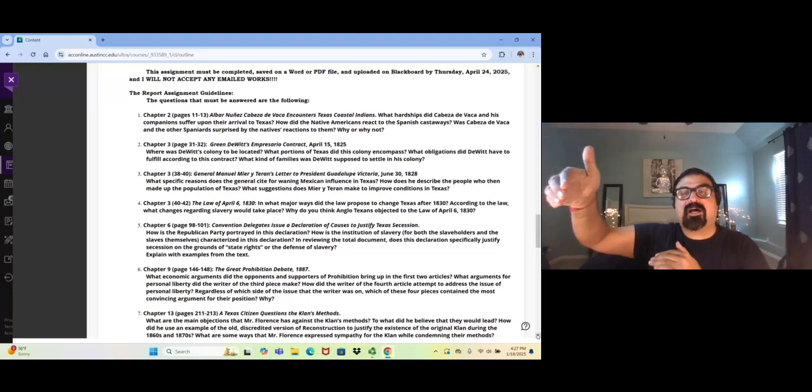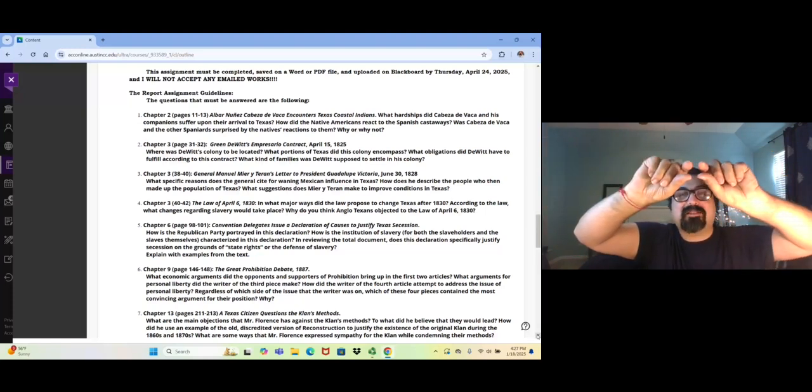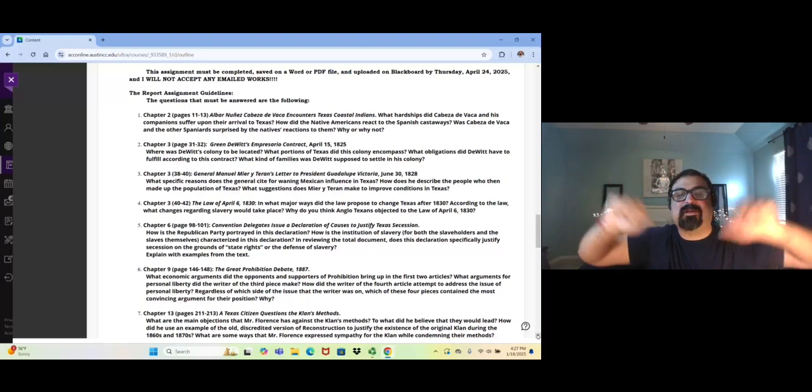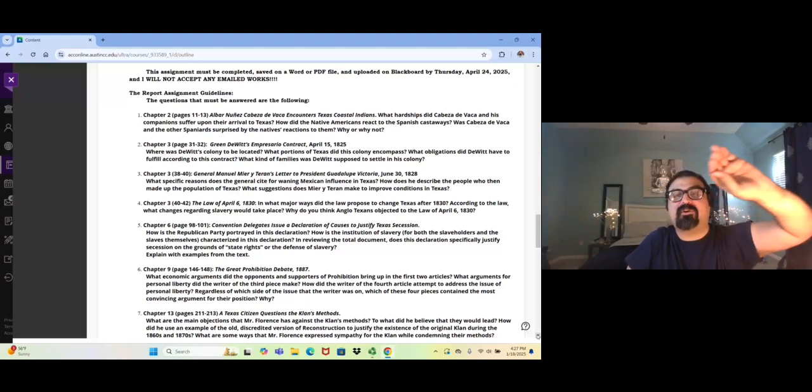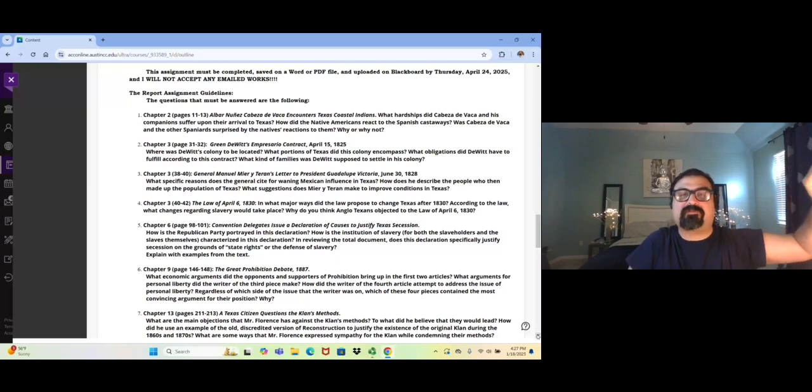You move to the second document, and likewise, you write the title on the very top of the document. Green DeWitt's Empresario Contract, April 15th, 1825. And then, again, follow the same question and answer format, one by one. So at the end of this report, you'll end up with 10 full pages double spaced. You save all this document either on Word or PDF and upload it on Blackboard by April 24th.